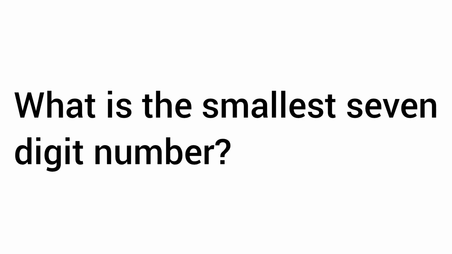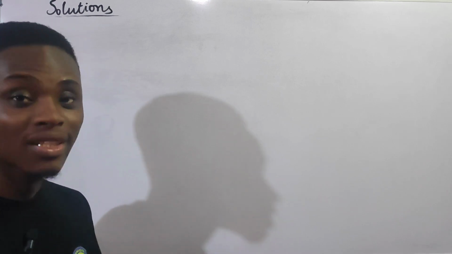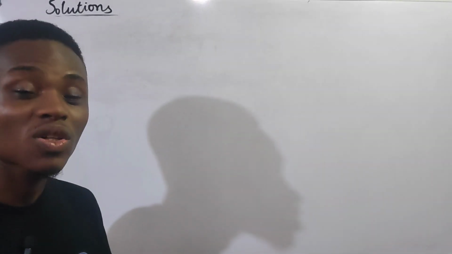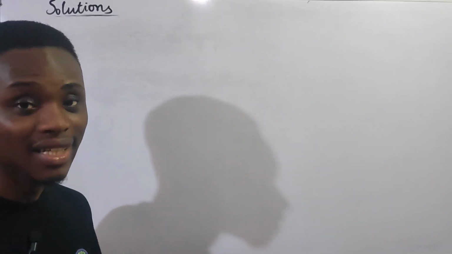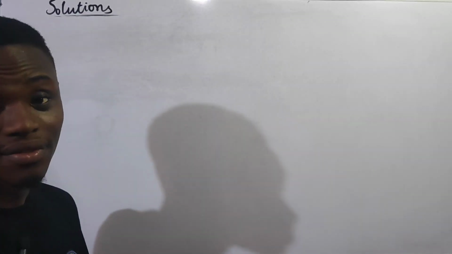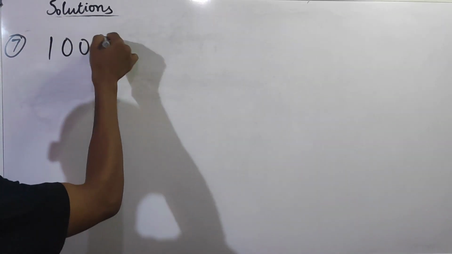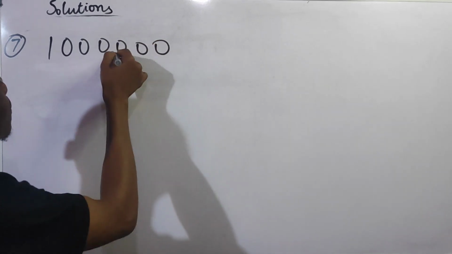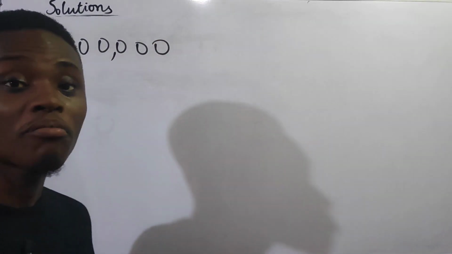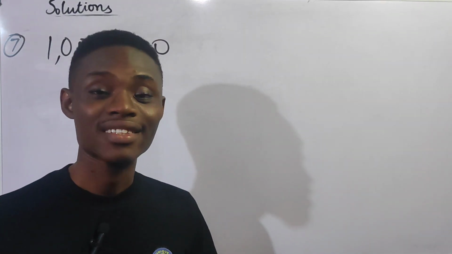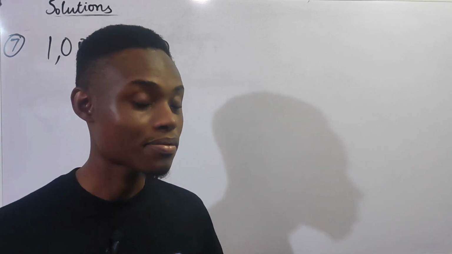Number 7. What is the smallest 7-digit number? The smallest number must have 1 and the number of zeros that will complete the category. So this is the category of 7-digit numbers. I have 1, 0, 0, 0, 0, 0, 0. That is 1 million. So 1 million is the smallest 7-digit number.